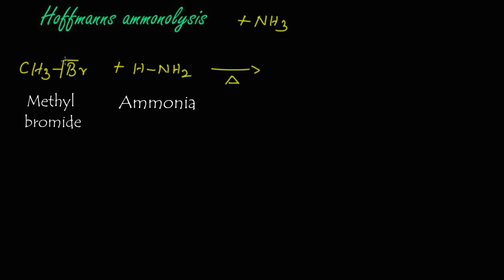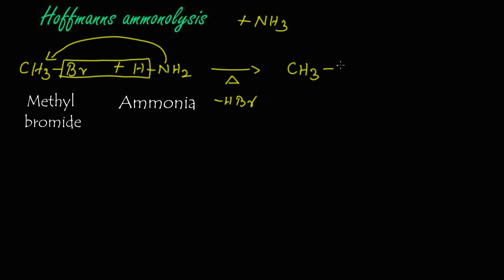Here, the bromine from methyl bromide and hydrogen from ammonia will leave as HBr. And this amine group will replace the bromine. So we get methanamine or else methylamine. Here NH2. For our convenience, I am writing this NH2 in this way. I am splitting this. This is a primary amine.